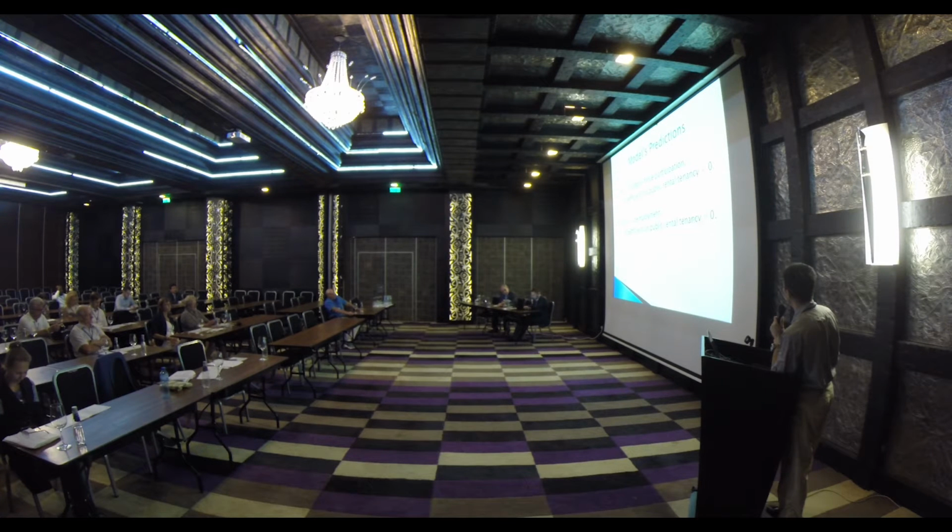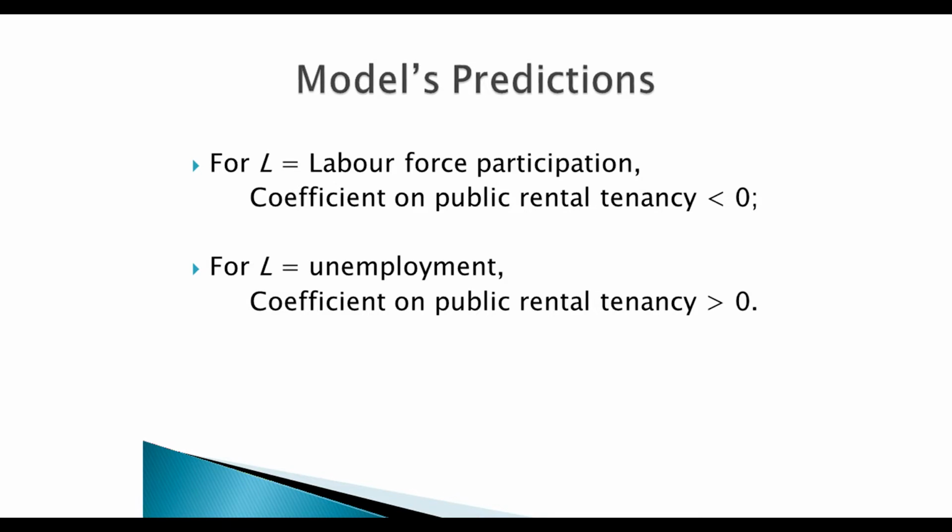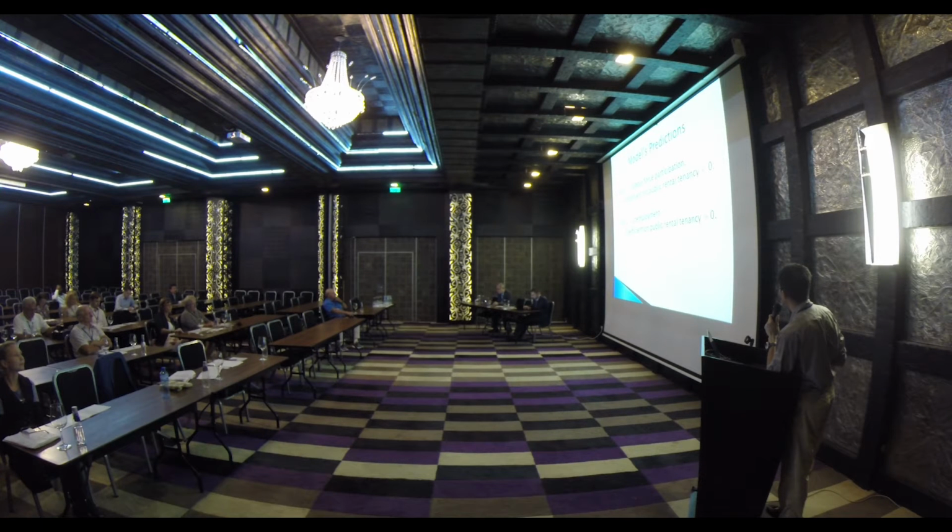Now, the prediction of the model is that, since rigidity would have a negative impact on labor market performance, we would expect labor force participation to be lower for those living in public rental units, whereas unemployment would be greater.